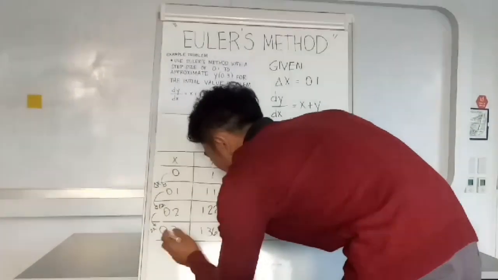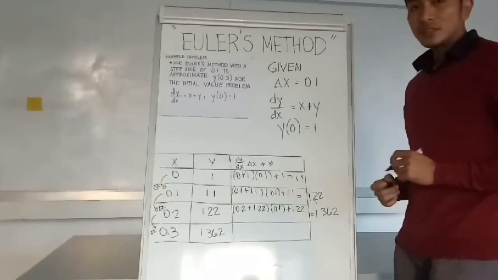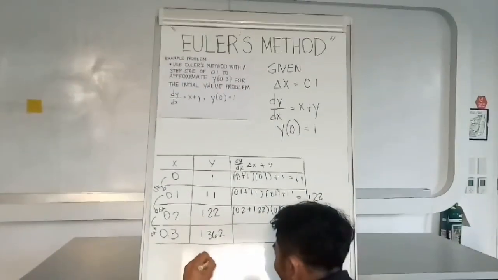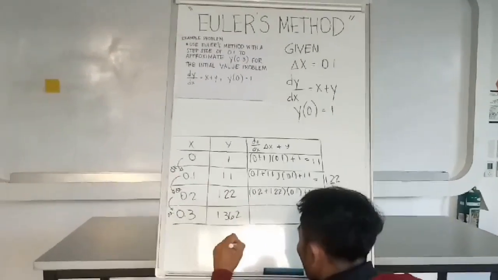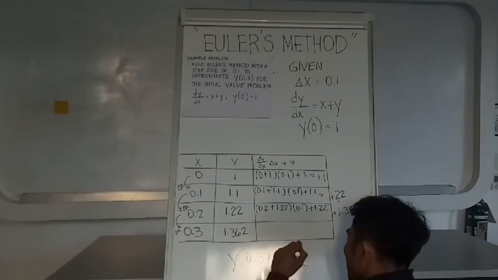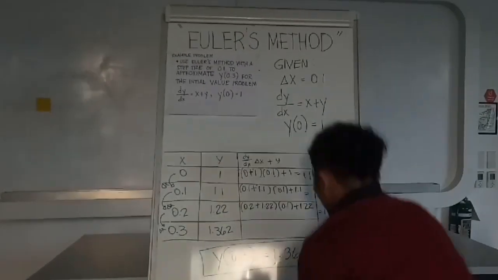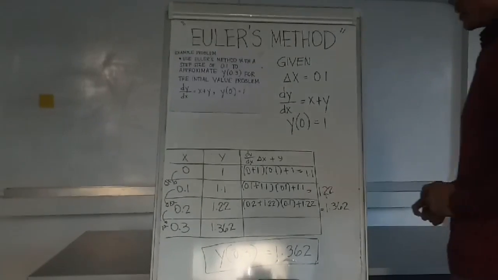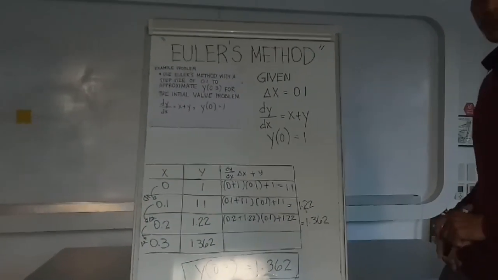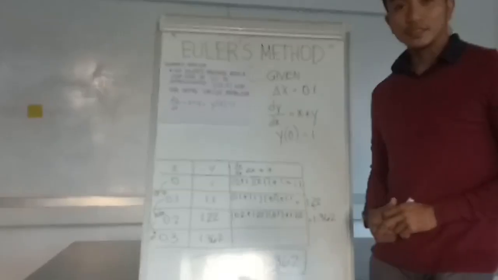So this is our main objective, to get the value of y when x is equal to 0.3. When x is equal to 0.3, y is equal to 1.362, and that is our final answer. y(0.3) is equal to 1.362.